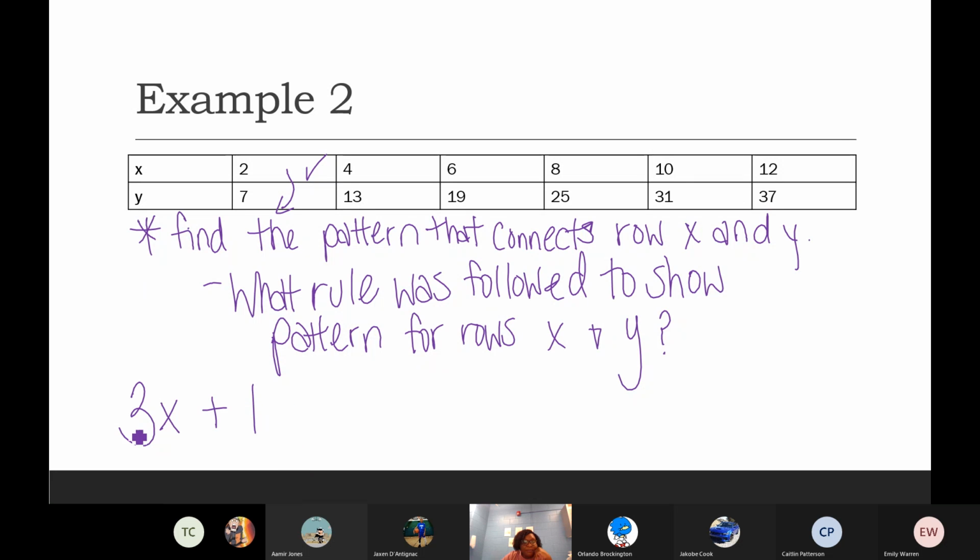When I see a 3 beside an x, a coefficient beside a variable, what operation am I doing? Adding, subtracting, multiplying, or dividing? So we should be able to see here that we are multiplying. What we're saying here actually is 3 times whatever x is, then add 1 is going to equal y. So let's see if that's true.